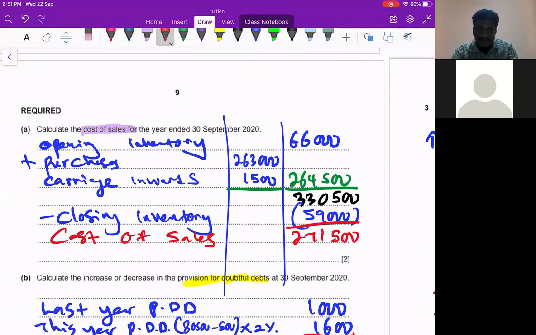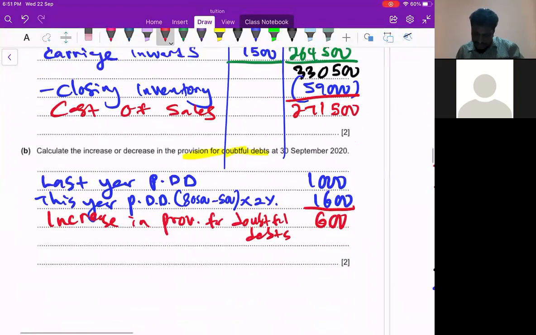Any questions so far? Okay, there's a question here. Sorry, just now only I see this question. Irrecoverable debt written off means they want us to minus the trade receivable, is it? Yes, this one.